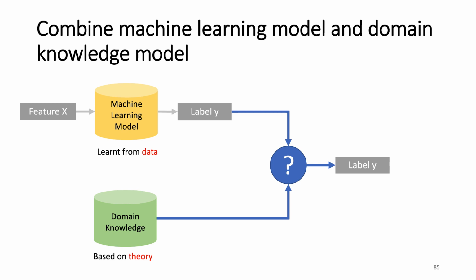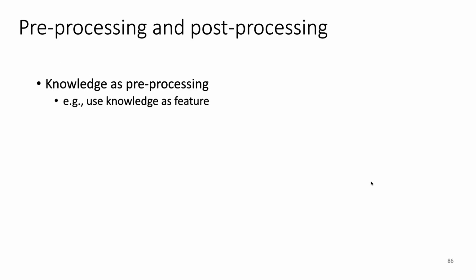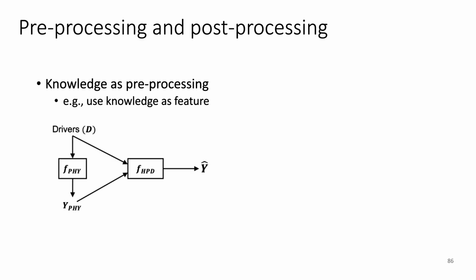Next, we are going to actually introduce several different methods in doing this way. First, we are going to take a look at some really simple methods, like we can try to use domain knowledge as pre-processing, like using knowledge as feature.